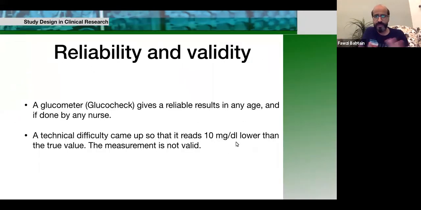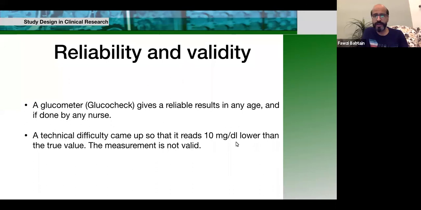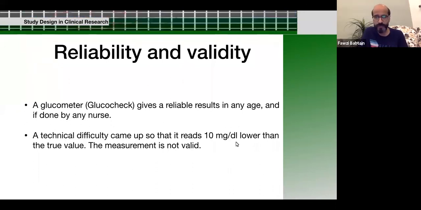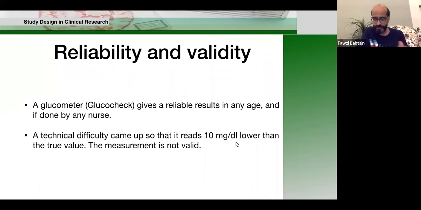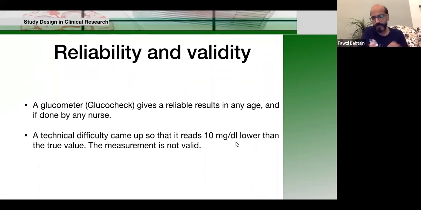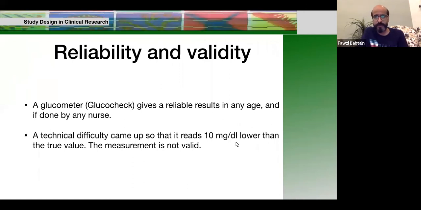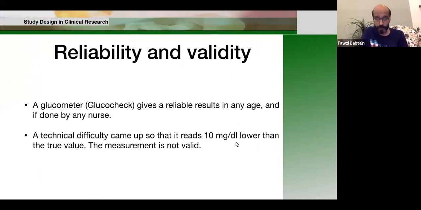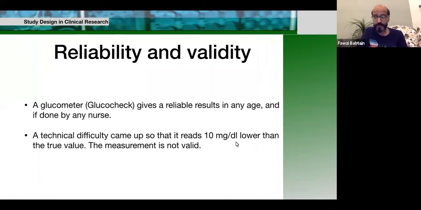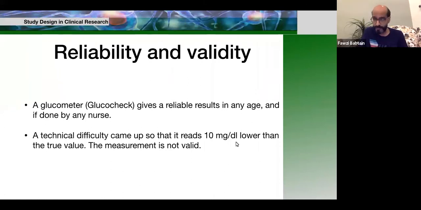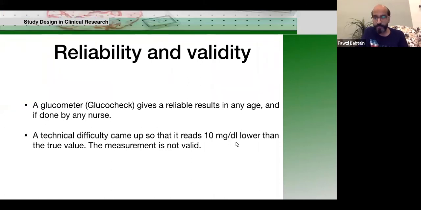Now, I'll give you just another example of overlap between reliability and validity. Suppose you are using the glucocheck or the glucometer, the bedside blood sugar test. I don't know if there are other names. It should give you a reliable blood sugar result no matter the age, and whether it is done by a nurse or a different nurse, by the physician or the patient himself. So this is reliable, so there is consistency in the findings.